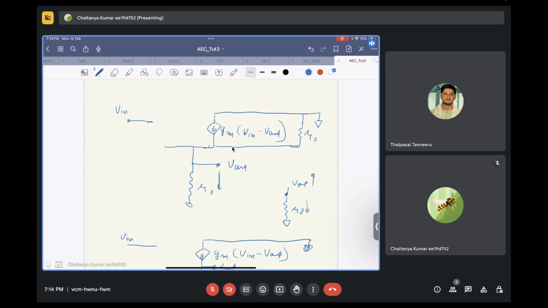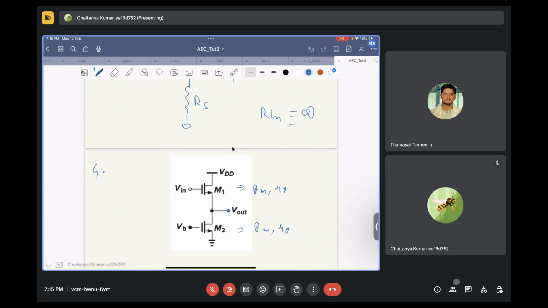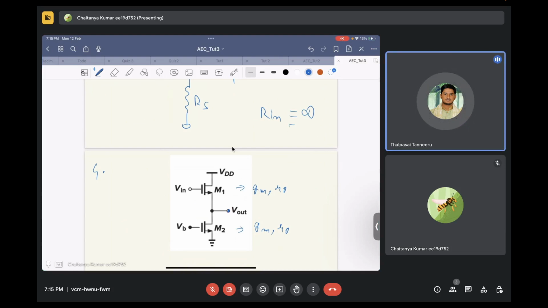Okay, so M2 will not play a role in negative feedback. It will be the M1 that will be playing the role in negative feedback. Exactly. So if GM of M1 tends to infinity, what will happen? It should be parallel of two output resistances R01 and R02.